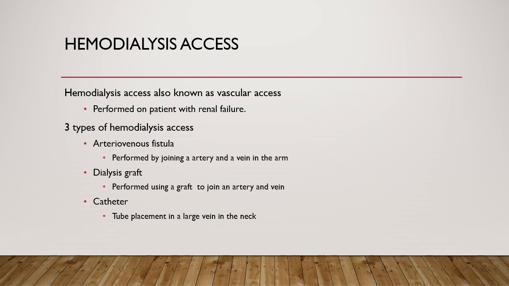And there are three types of hemodialysis access. You have the arteriovenous fistula, which is performed by joining an artery and a vein in the arm. You have the dialysis graft, which is performed using a graft to join an artery and a vein. And you have the catheter, which is a tube placement in a large vein in the neck.